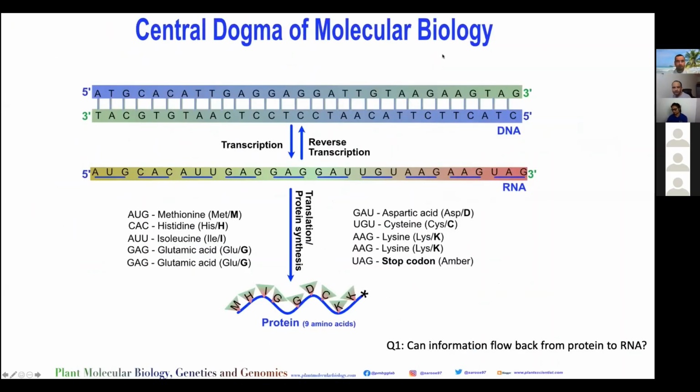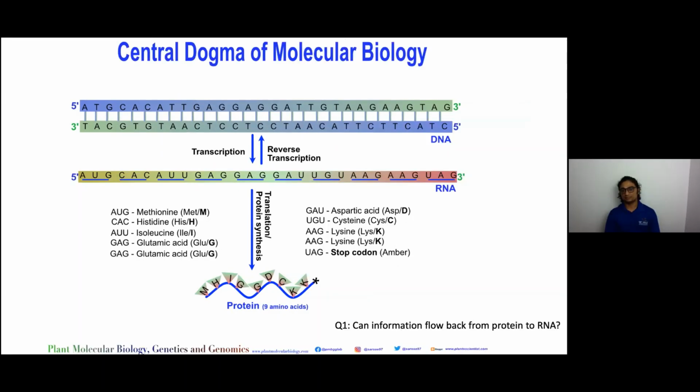So this is one of my favorite slides, and this is the central dogma of molecular biology. If you understand this slide, then we understand most of the process of molecular biology. Here is the flow of information from DNA to RNA and RNA to protein. DNA is double-stranded, and the flow of information from DNA to RNA is called transcription, which is done by RNA polymerase. Information can flow back from RNA to DNA, and that is done by the reverse transcriptase enzyme, and the process is called reverse transcription. And the flow of information from RNA to protein is called translation, or the synthesis of protein.